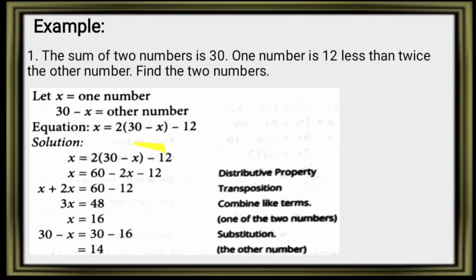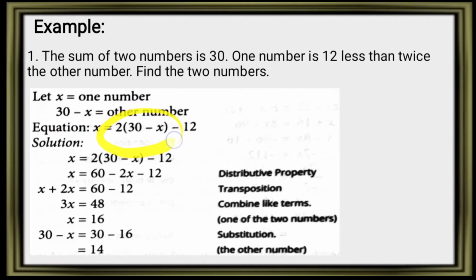Okay? Again, one number is, therefore x is equal to 12 less than means we have to put 12 at the last part of our equation. Then less than means subtraction. Twice the other number means 2 times the other number is 30 minus x. So 2 times 30 minus x. Okay, now we have this equation.